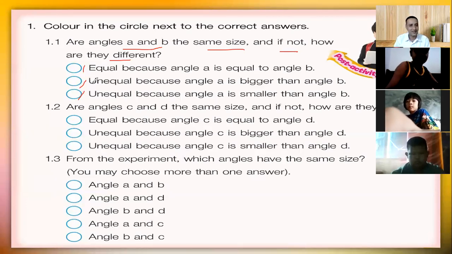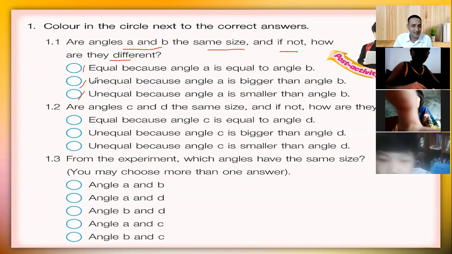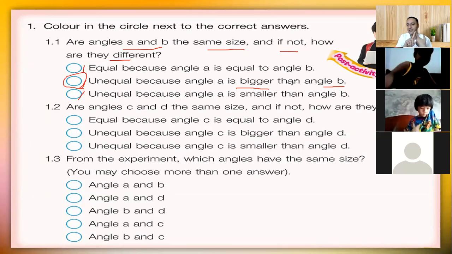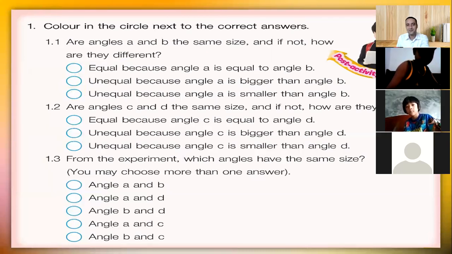I think it's unequal because angle A is bigger than angle B. The correct answer is unequal, right? So unequal because angle A is bigger than angle B. That is the correct answer, because angle A is 30 degrees, angle B 20 degrees, angle C 20 degrees, and angle D is 30 degrees. So the correct answer is the second one, unequal because angle A is bigger than angle B.